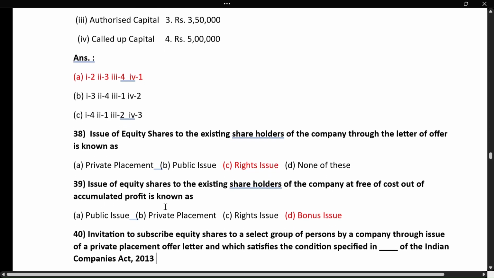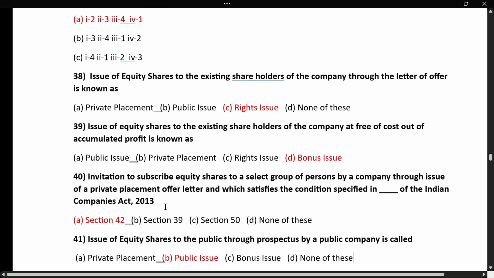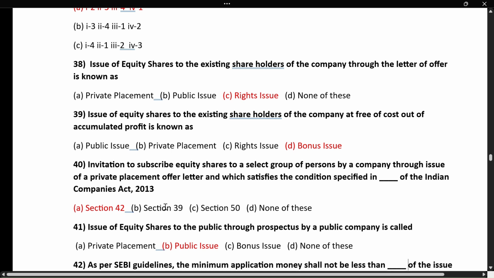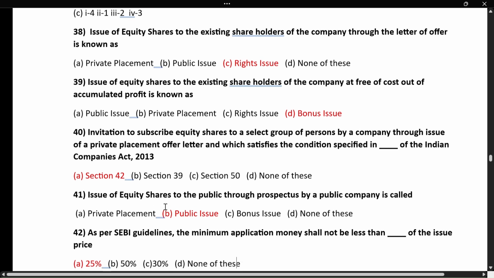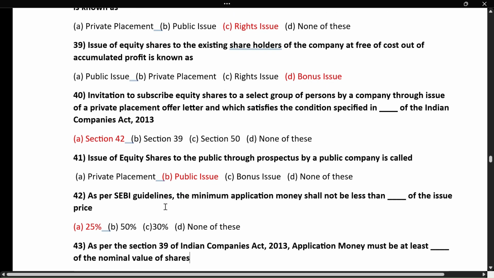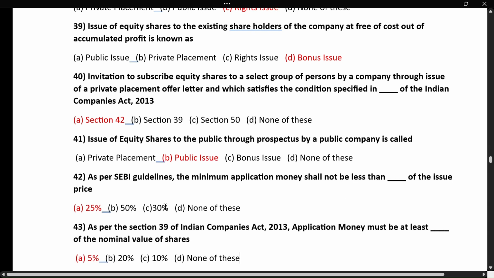Issue of equity shares to the existing shareholders of the company through a letter of offer is known as rights issue. Issue of equity shares to the existing shareholders of the company free of cost out of the accumulated profit is bonus shares, bonus issue. Invitation to subscribe to equity shares to a select group of persons by a company through issue of a private placement letter is according to Section 42 of the Companies Act 2013.